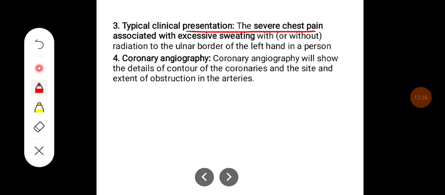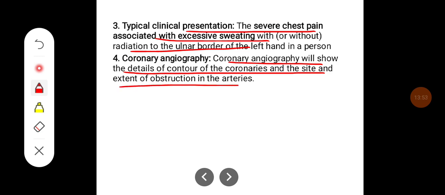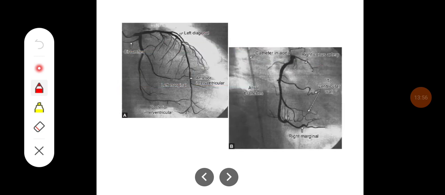Typical clinical presentation is severe chest pain associated with excessive sweating, with or without radiation to the ulnar border of the left hand. Then it is diagnosed by coronary angiography, which shows the details of the contours of the coronaries and the site and extent of obstruction in the arteries. So this diagram shows the obstruction in the right as well as left coronary arteries.